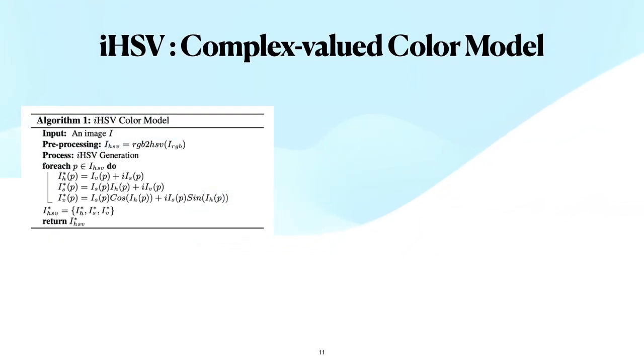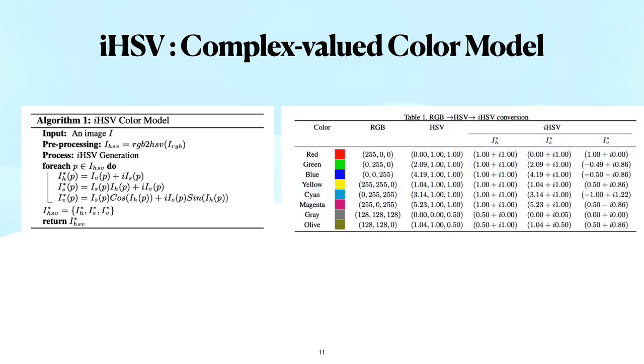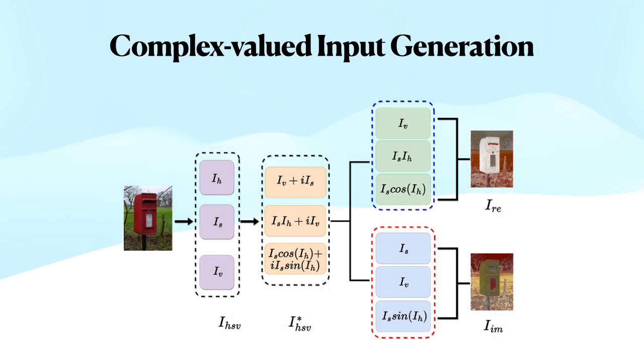Here is the proposed algorithm for converting real valued input images to complex valued images using our complex valued color model IHSV. Here is also a table representing pixel values of some of the common colors. Here is a flowchart of how the real and imaginary components are formed.